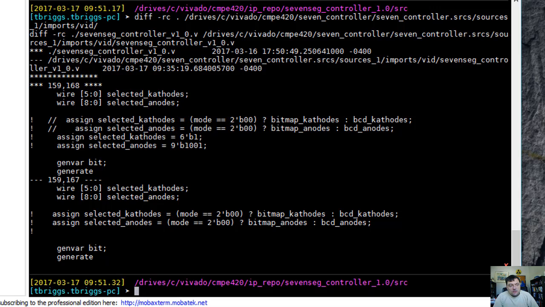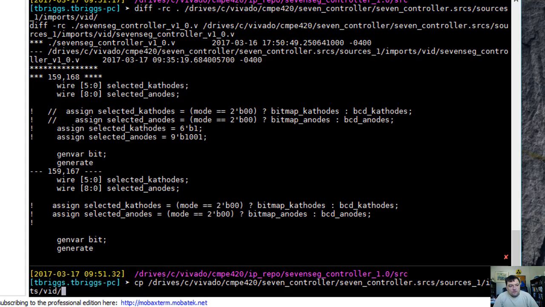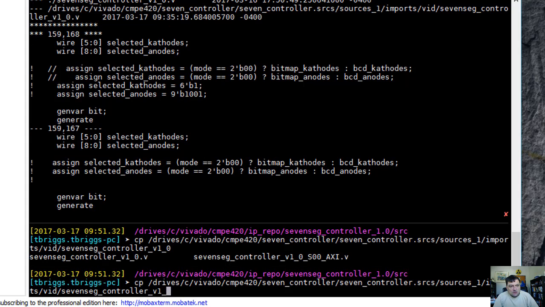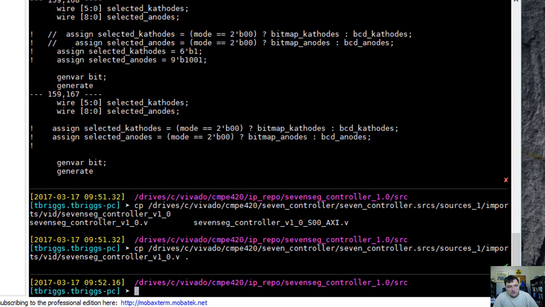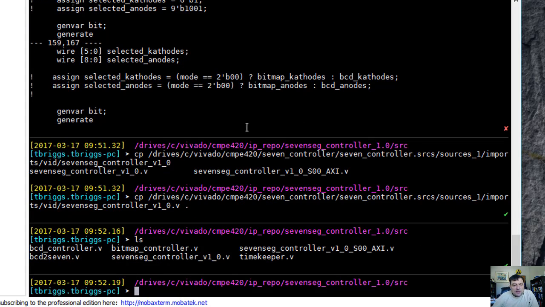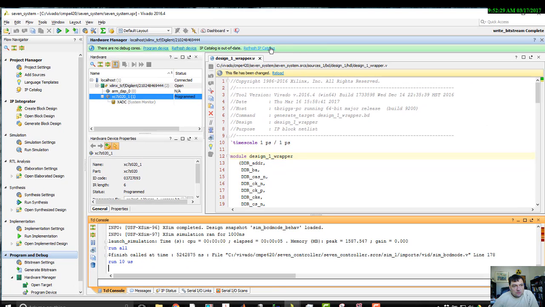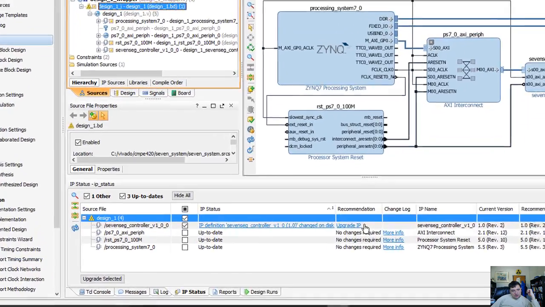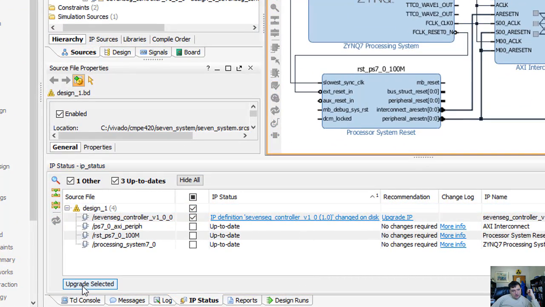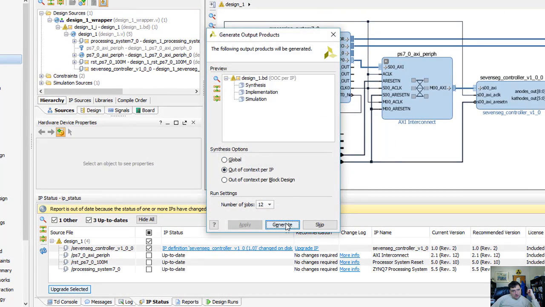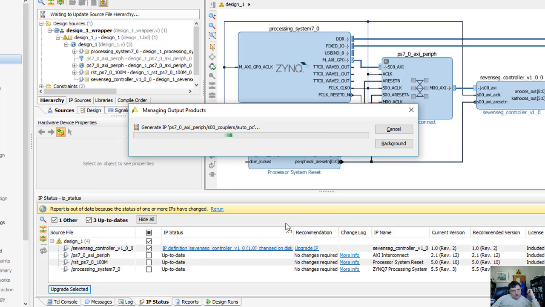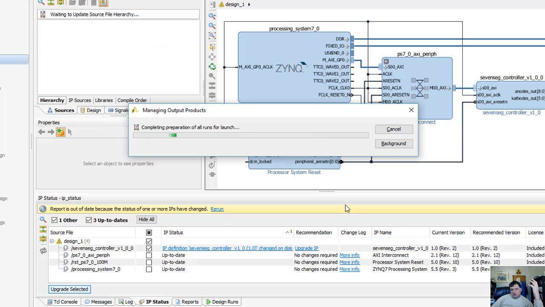Okay. So since that's the only change, I'm going to cp the file from drive C, Vivado, the 7 segment controller, sources, imports, the controller .v file, to here. That's the only file that had a difference in it. And now that that's been updated, what I can do is go back to Vivado, go back to my 7 system. It says that the catalog is out of sync, so we'll refresh the catalog. Ah, there it is, the upgrade selected button. Somehow we had to click on that.